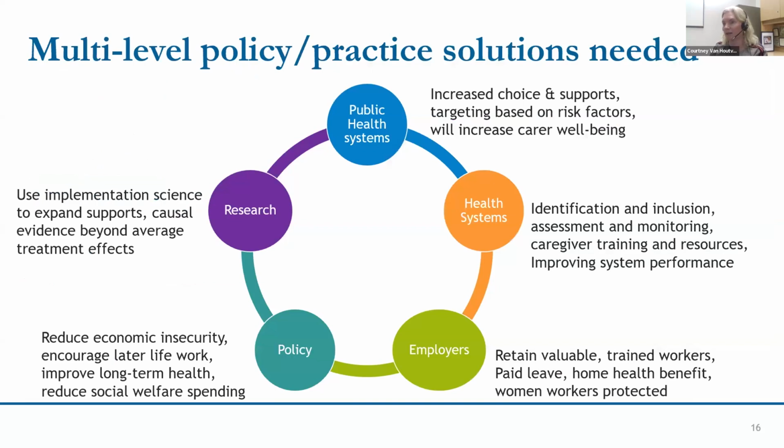And finally, I just want to highlight that I'm very convinced that multi-level policy or practice solutions are needed to best support caregivers and support this care team that is emerging as so important, both formal care and informal care combined. So with that, I'll leave it, but I wanted to point out that it's not just the policy that I talked about, but there's a role for research, there's a role for public health systems and employers to really solve this problem of how to best support the default and important source of long-term care in people's homes across the world. Thank you very much, Courtney.